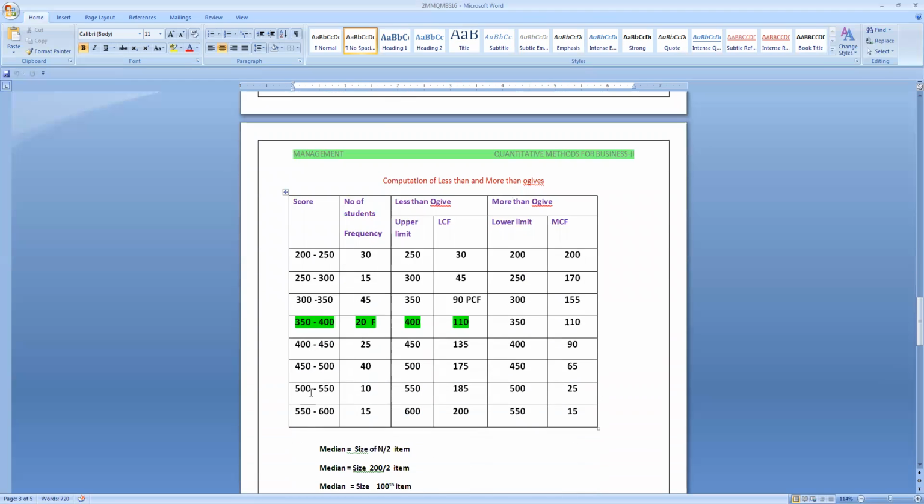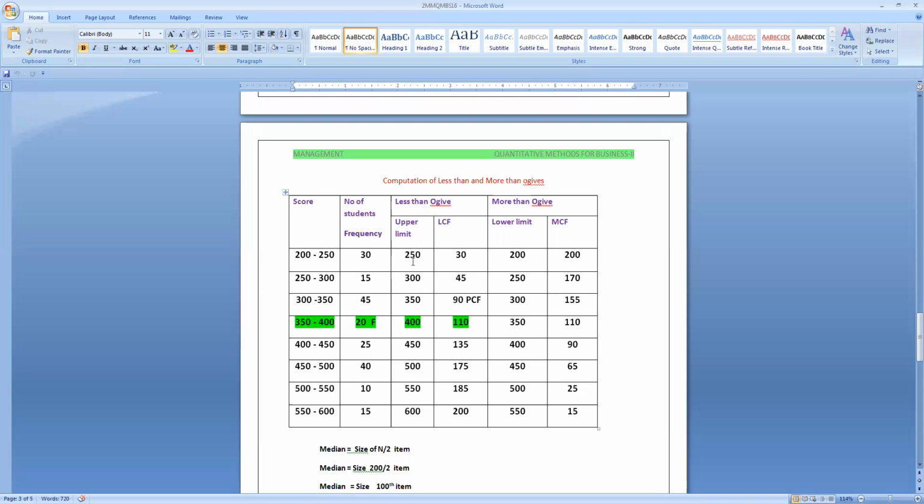The same thing we have constructed with the help of a table. One column for class interval, one for frequency. Then upper limits, then LCF, that is less than cumulative frequency. Then for the more than ogive, we have to construct two columns: one is lower limits and the other the CF. So all the class intervals we have marked, then frequencies, right, that is 20.